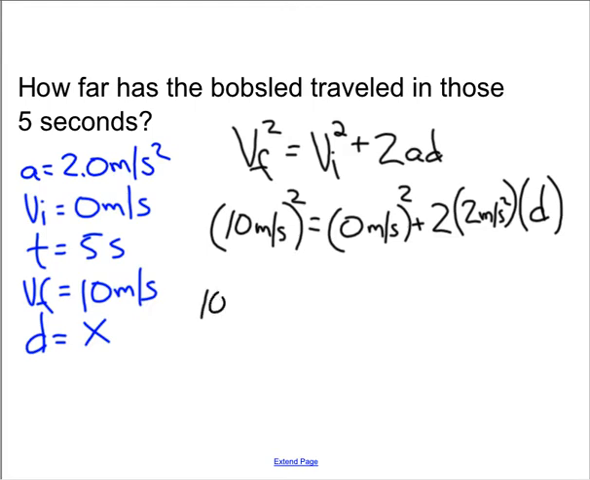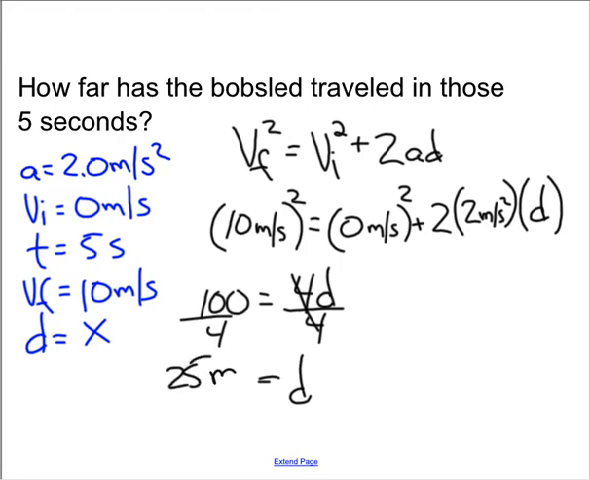10 squared, that's 100. 0 squared, I'm going to ignore that because it's 0. So the only thing I have on the right side of my equal sign is 2 times 2 times d. I divide both sides by 4 to get d all by itself. D equals 25. And it should be meters.